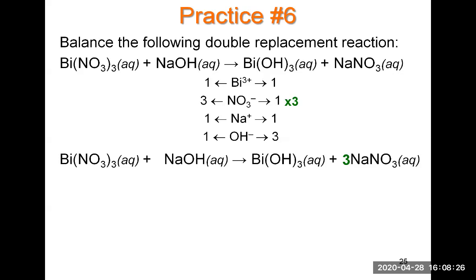Let's balance the hydroxide. We have 1 hydroxide on the left, 3 on the right. So let's make it 3 on both sides by multiplying by 3. And that coefficient 3 will go in front of NaOH to make it 3 hydroxide ions on the left. By doing this, we have changed the count of sodium. You see here that now we have 3 sodium on the left and 3 sodiums on the right.